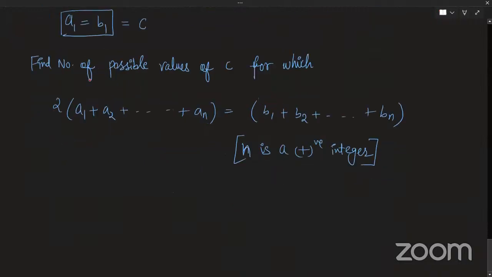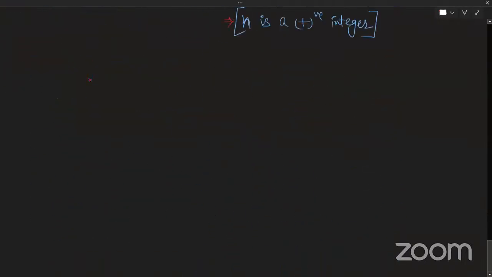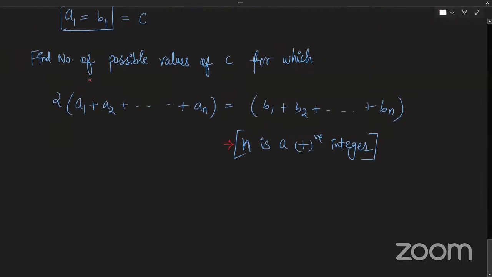So it is asking me to find the number of possible values of C for which 2 times A1 plus A2 till An, so it is basically Sn of AP, is equal to B1 plus B2 till Bn, so it is Sn of GP. This should be true when n is a positive integer. So it is asking me to find the number of possible values of C. Okay. So I'll just check. It is 9 o'clock only.